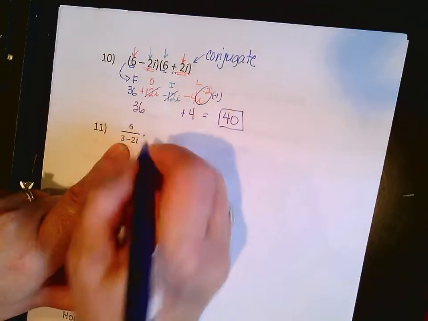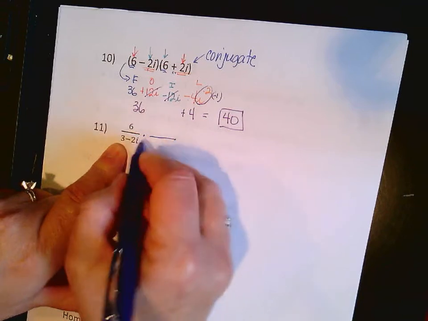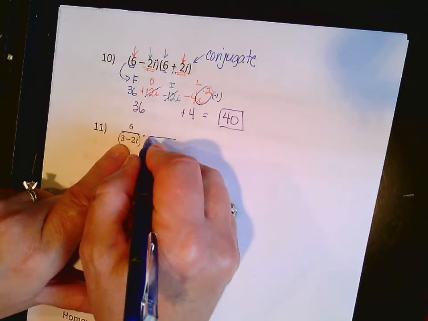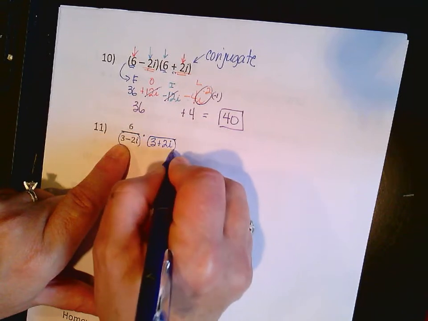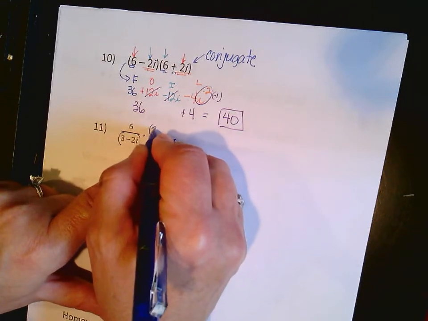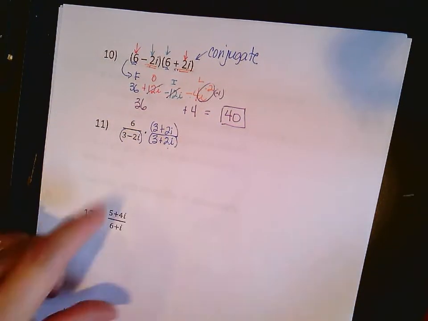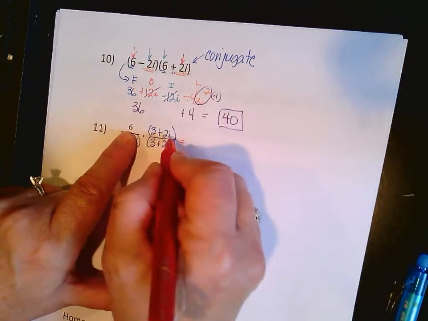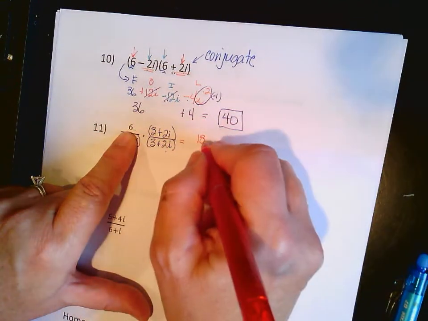We want no i's, no imaginary numbers in our denominator. So to get rid of that, I'm going to multiply this times its conjugate, which is going to be the same terms, but at the opposite sign. And whatever I do on the bottom, I have to multiply the top by the same thing. When I multiply it on top, I'm distributing the 6. So 6 times 3 is 18. 6 times 2 is 12i.